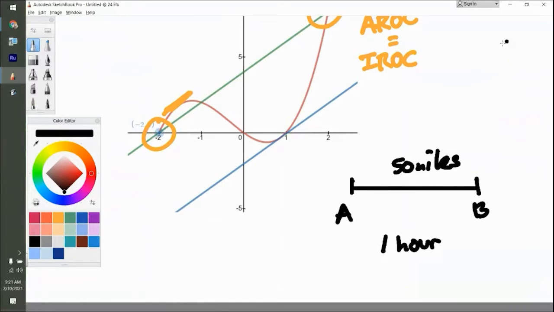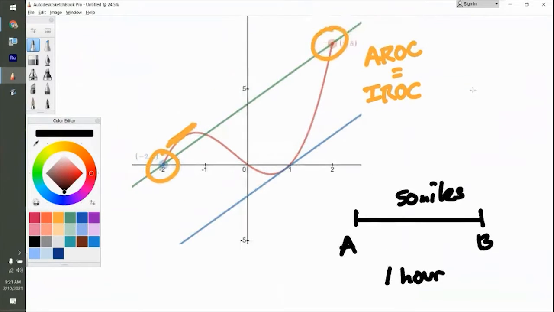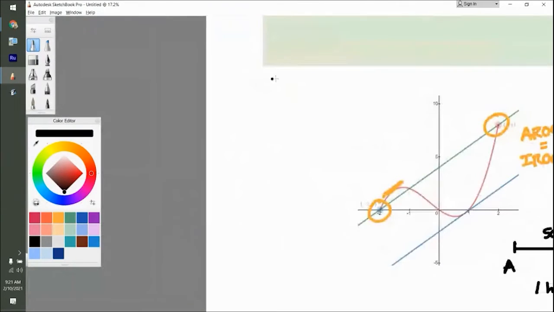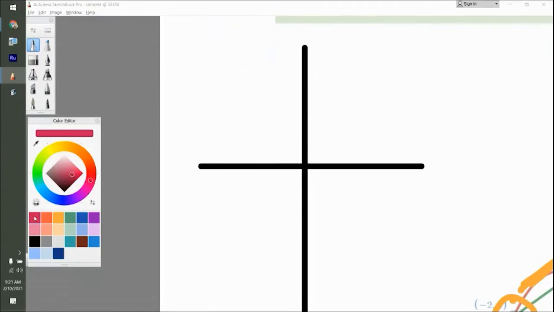But the main thing is the average rate of change has to be equal somewhere to the instantaneous rate of change, but it has to be continuous and differentiable. Let me show you an example of one where it wouldn't work because it's not continuous or differentiable. So say I graphed this. Here we go. Let's graph point A to point B here.